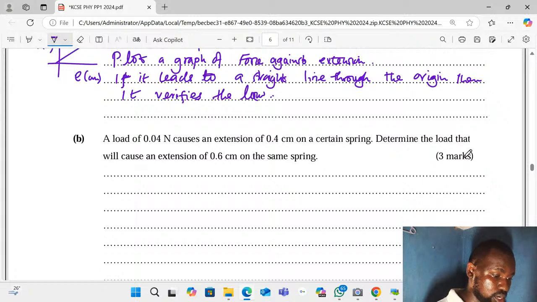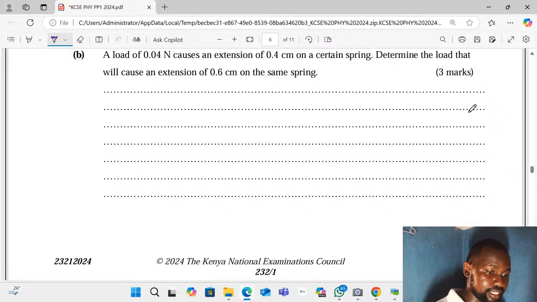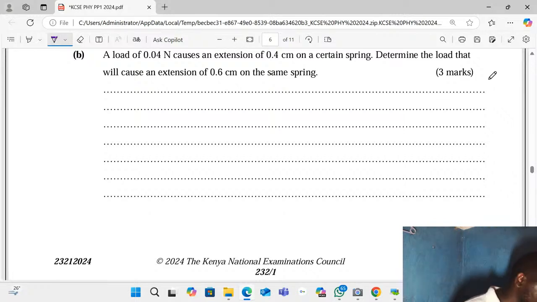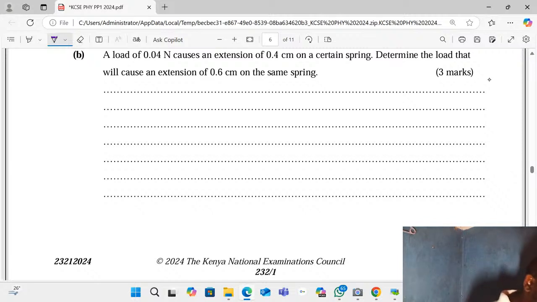A load of 0.04 newtons causes an extension of 0.4 centimeters on a certain spring. Determine the load that will cause an extension of 0.6 centimeters on the same spring. First, we are supposed to determine the spring constant. The spring constant is given by force over extension, and in this case we have a force of 0.04 newtons and an extension of 0.4 centimeters.